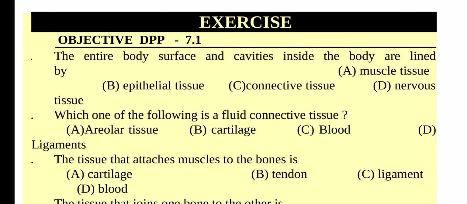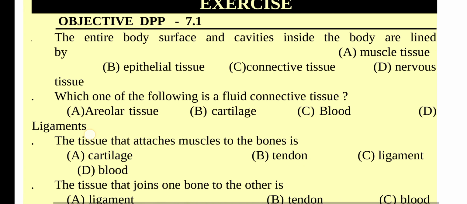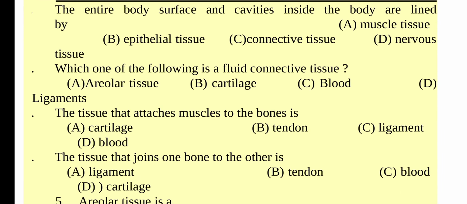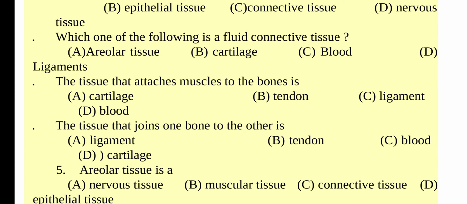Exercise objective DPP 7.11. The entire body surface and cavities inside the body are lined by A. Muscle tissue. B. Epithelial tissue. C. Connective tissue. D. Nervous tissue. 2. Which one of the following is a fluid connective tissue? A. Areolar tissue. B. Cartilage. C. Blood. D. Ligaments.